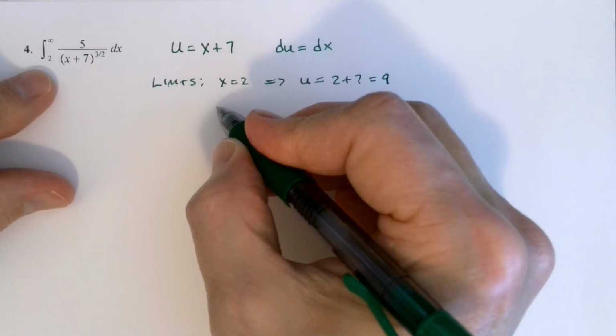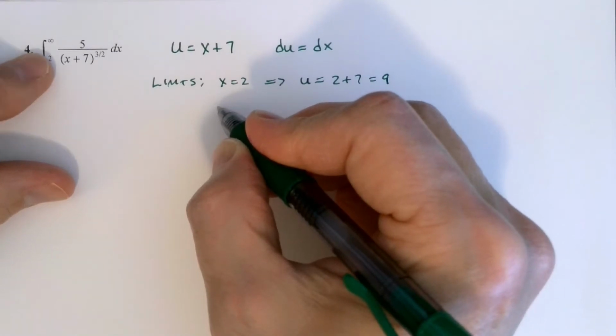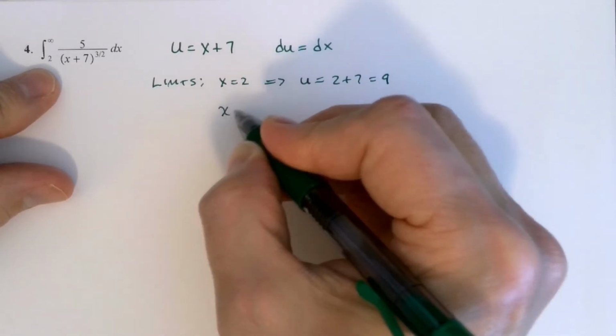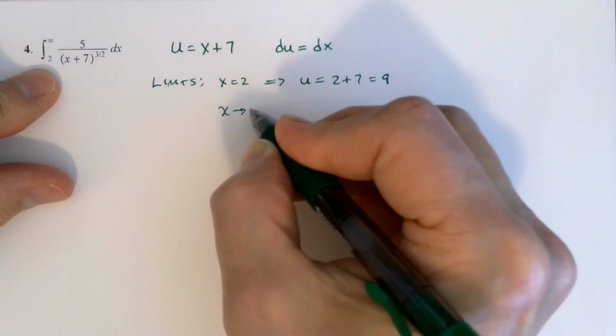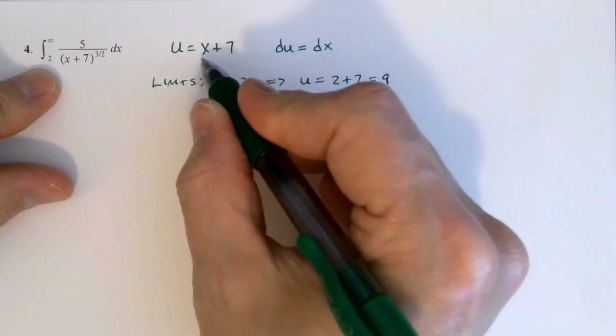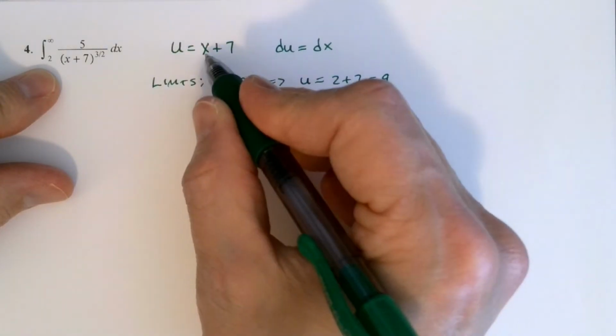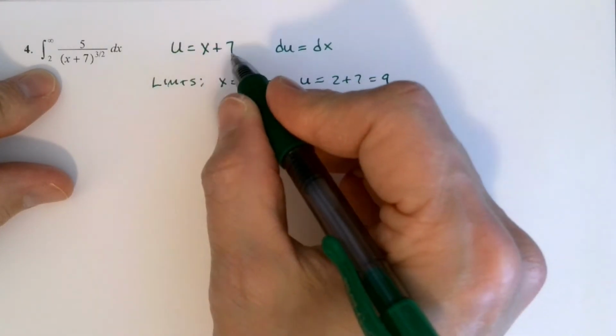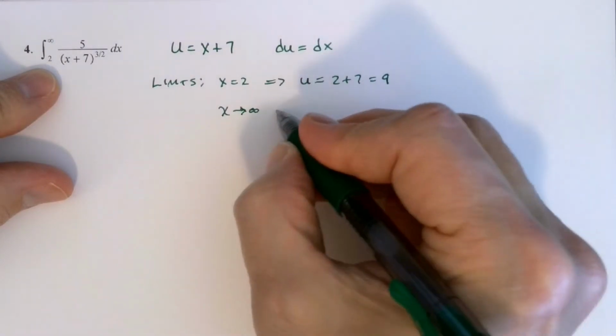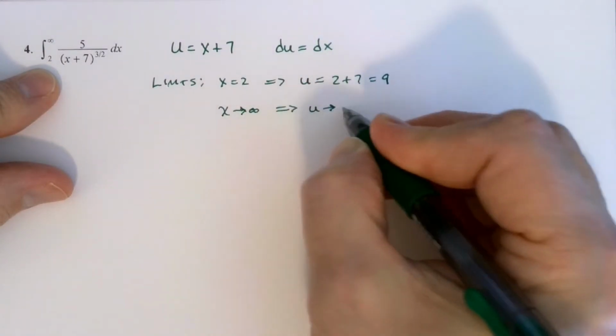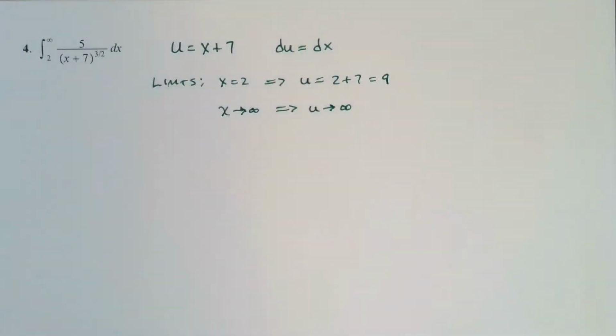What about the top limit? I mean, x can't be equal to infinity, but it's approaching infinity. Well, what happens is x goes to infinity for u. U is x plus 7. If x is going to infinity, then x plus 7 is also going to infinity. And so, that doesn't change. The upper limit is still going to be infinite.